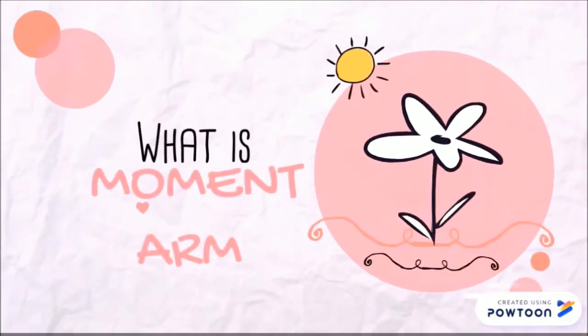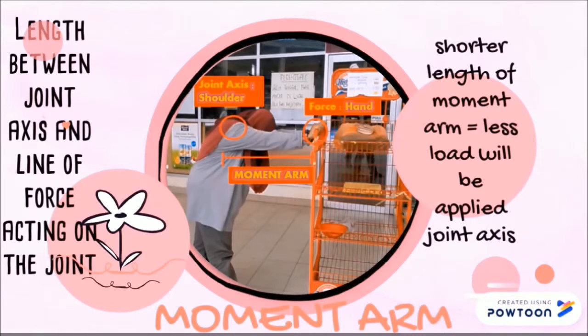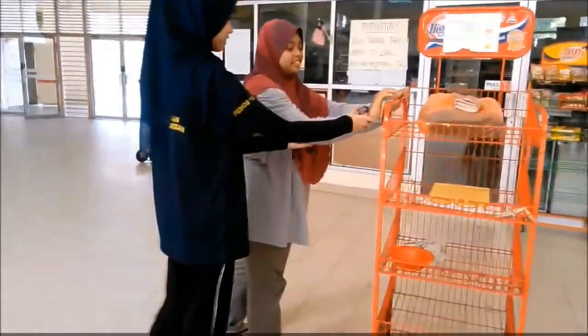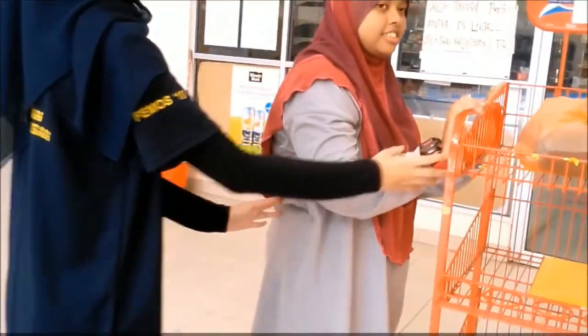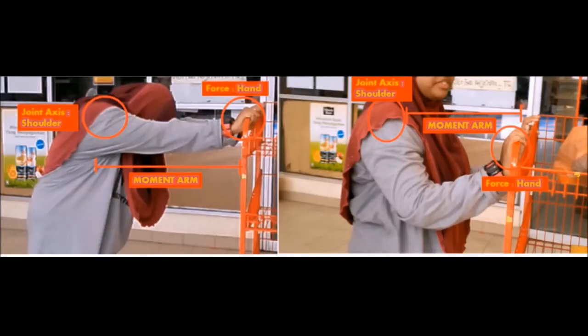So what is moment arm? Moment arm is the length between the joint axis and the line of force acting on the joint. The shorter the length of the moment arm, the less load will be applied to the joint axis. To push an object, you should flex your elbow. By flexing the elbow, we can reduce the length of the moment arm by bringing the shoulder, which is the joint axis, closer to the line of force, which is at the hand.